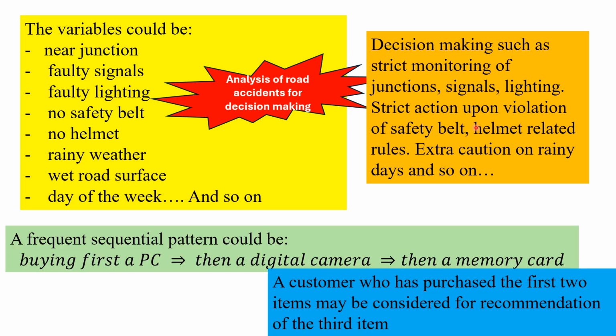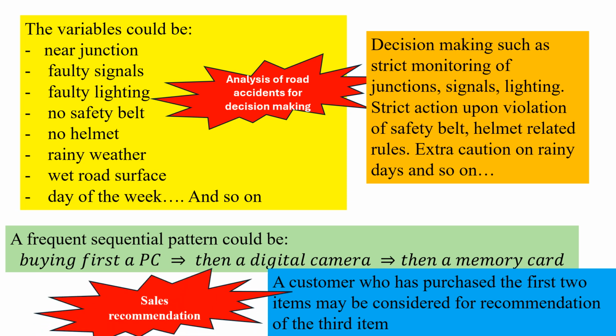Similarly, in your purchase transactions, you see a pattern like somebody bought a PC, then a digital camera, then a memory card. So a customer who comes to your shop and you see that he has purchased these two, then you can talk about recommending the third purchase also to him. So, sales recommendations.